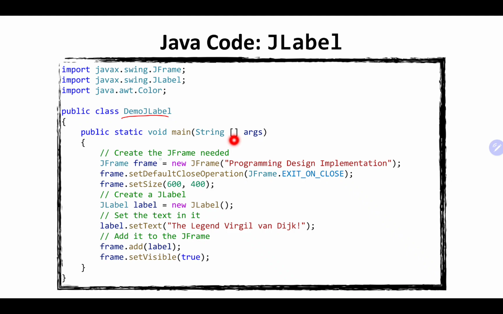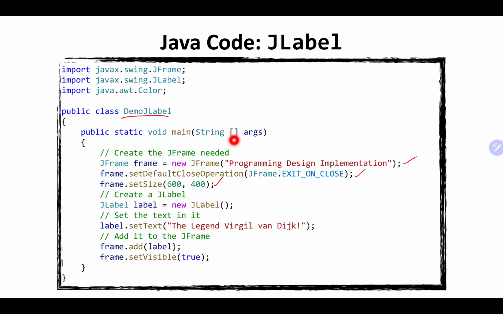Here first we want to create the JFrame, just now we learned, with the title programming design implementation. And then we set the close operation, and then we set the size for our frame. And now we want to create a JLabel, because this is also just like a class, right? So we create JLabel label equal to new JLabel. So here we're going to use label to add a text.